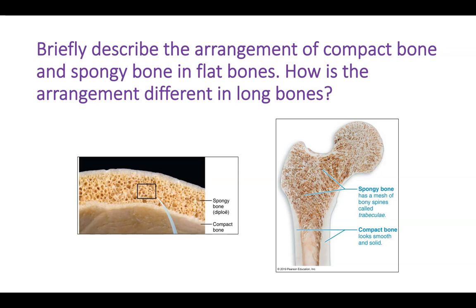And so now I just have one question to leave you with. Again, you can look through the textbook to find the answer, but the question is, briefly describe the arrangement of compact bone and spongy bone in flat bones. How is the arrangement different in long bones? So basically, how does the arrangement of compact and spongy bone differ in flat bones versus long bones?